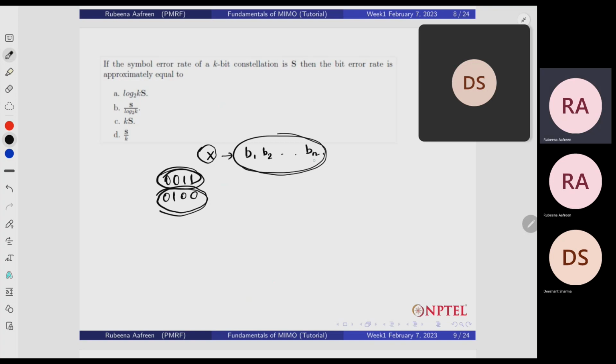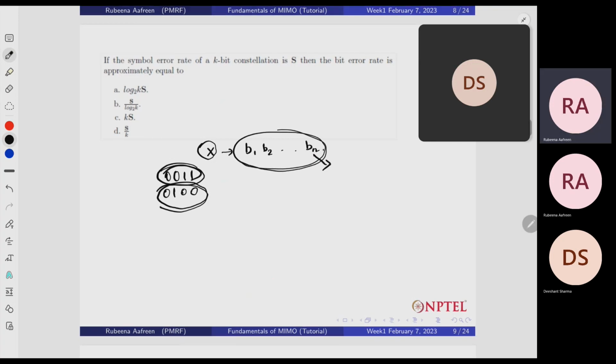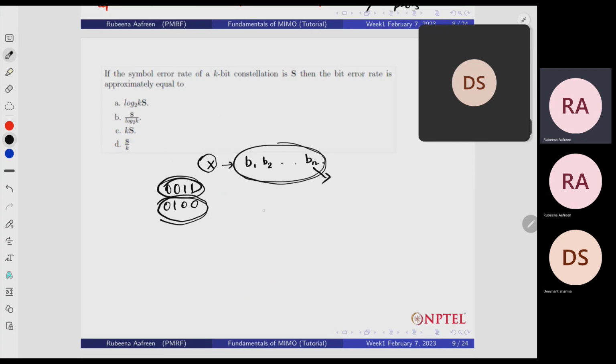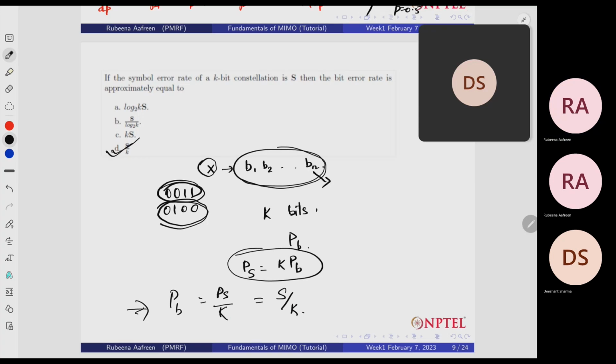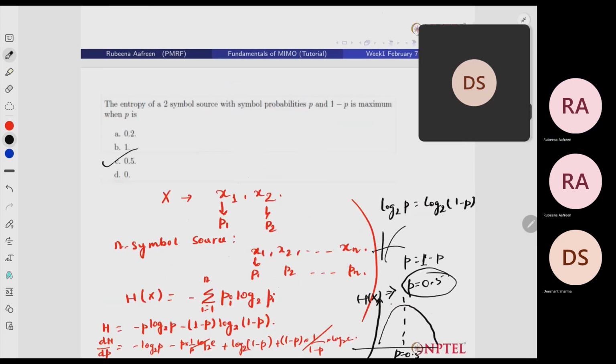So if any of the bits is in error, that symbol is in error. So suppose there are k number of bits, and the bit error rate is PB. So we have the symbol error rate approximately as k times PB, because if any of the bits is in error, the symbol is in error. So from here we can find that PB is equal to PS by K, that is S by K. This answer is D. Here it is 0.5.